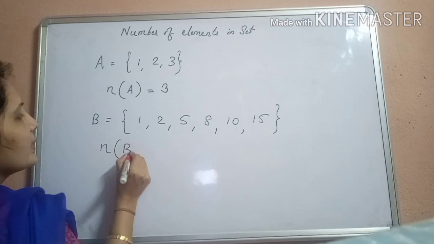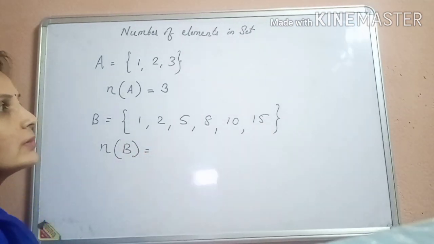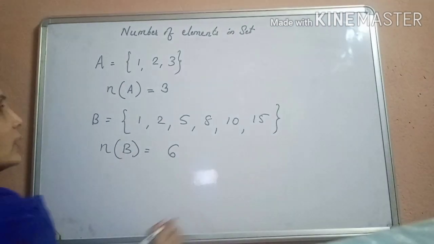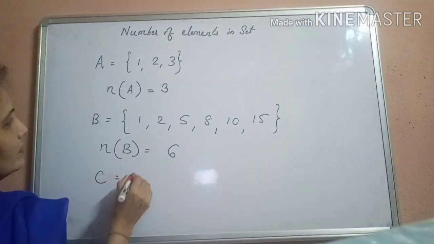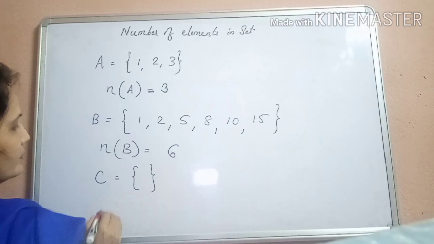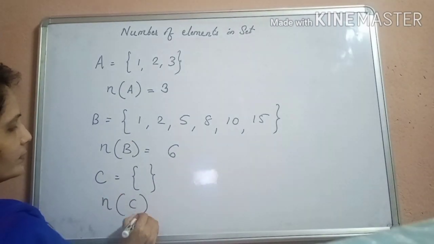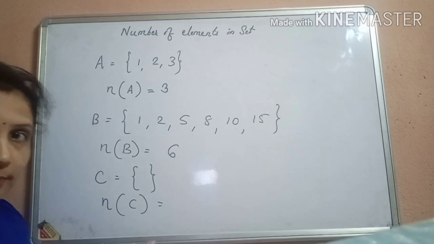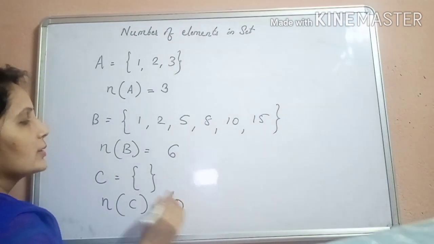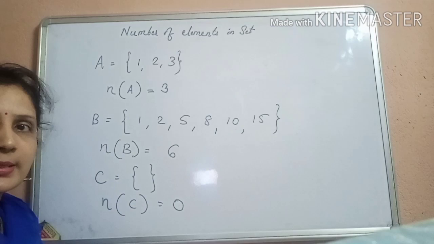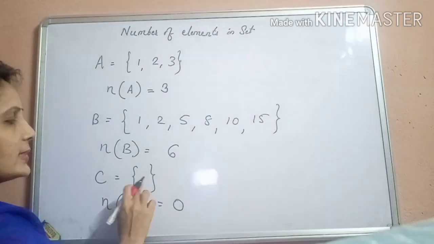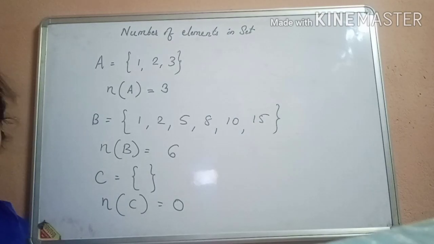Number of elements in B. Tell me. Yes, 6. Tell me, number of elements in C. 0, because there are no elements. Okay, it's an empty set. So number of elements in C will be 0.